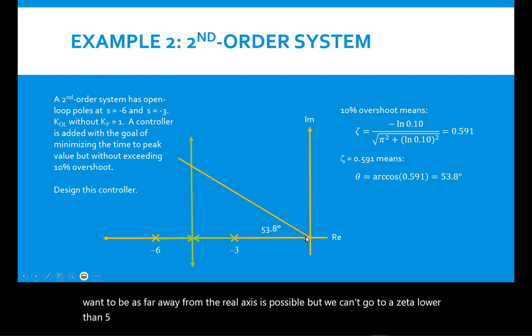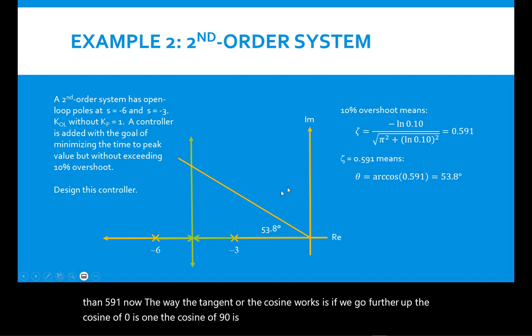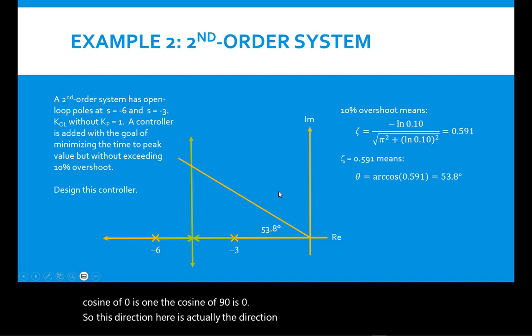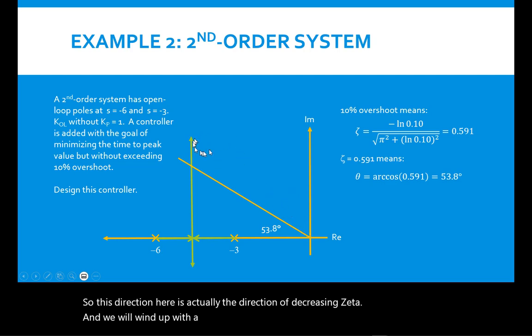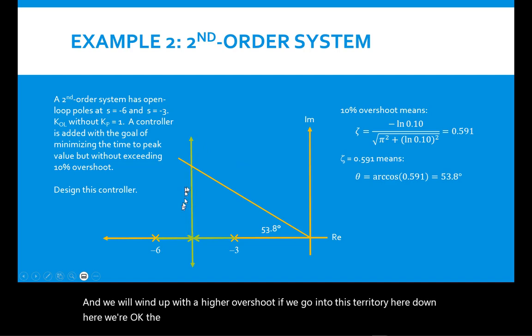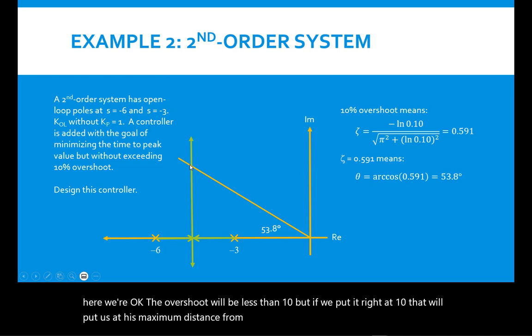0.591. Now, the way the cosine works is if we go further up, the cosine of 0 is 1, the cosine of 90 is 0. So this direction here is actually the direction of decreasing zeta. And we will wind up with a higher overshoot if we go into this territory here. Down here, we're okay. The overshoot will be less than 10%. But if we put it right at 10%, that will put us at the maximum distance from the real axis that we can be without having too much overshoot.